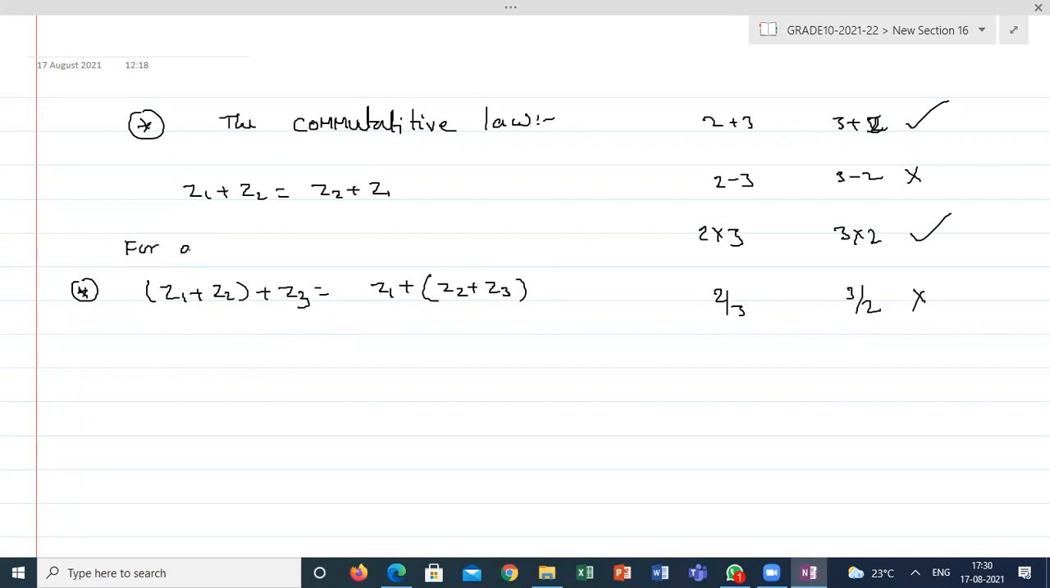For any three complex numbers Z1, Z2 and Z3, (Z1 plus Z2) plus Z3 is equal to Z1 plus (Z2 plus Z3). I'm adding these two and I'm adding with Z1. So it doesn't matter. So this law is called associative law.